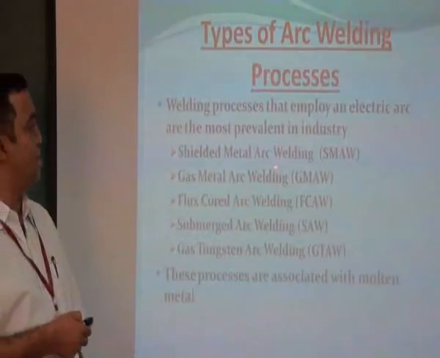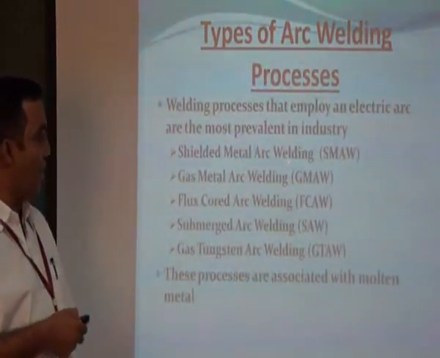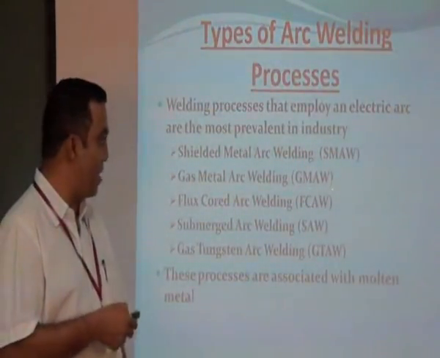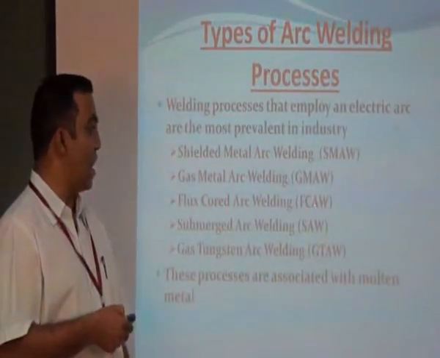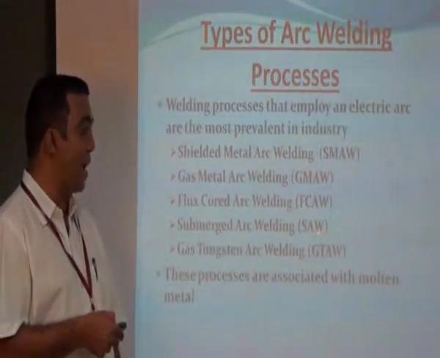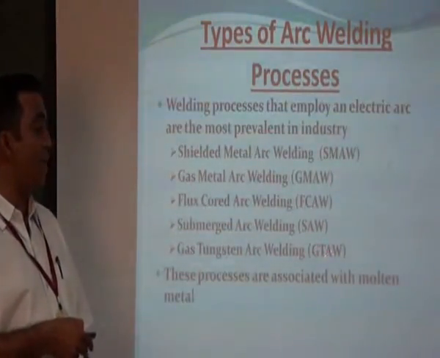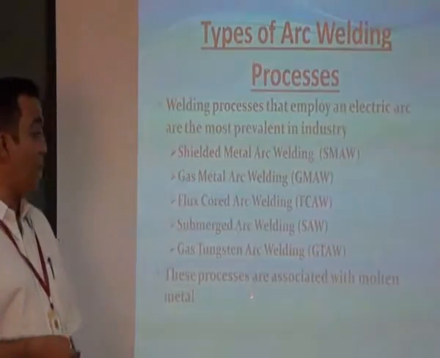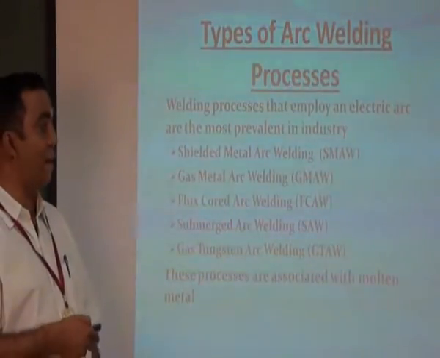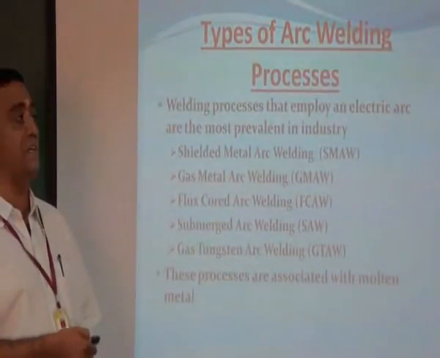The types of arc welding process include the following, which are the most important welding processes used in industries. That is shielded metal arc welding, popularly known as SMAW, gas metal arc welding, popularly known as GMAW, flux core arc welding, popularly known as FCAW, submerged arc welding, popularly known as SAW, and gas tungsten arc welding, popularly known as GTAW. These processes involve molten material, and they are performed under the action of an electrical arc combined with melting and solidification of the base metal and the filler metal.